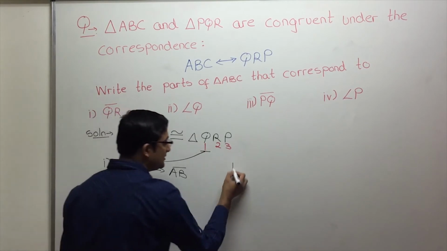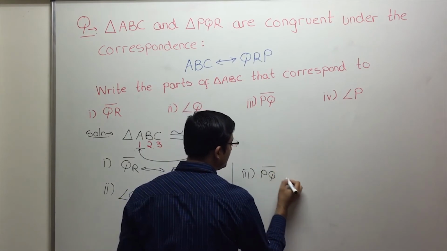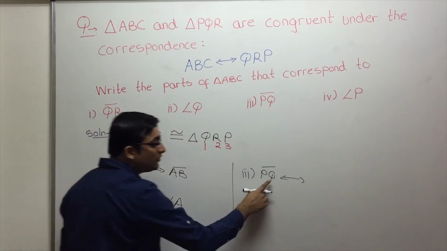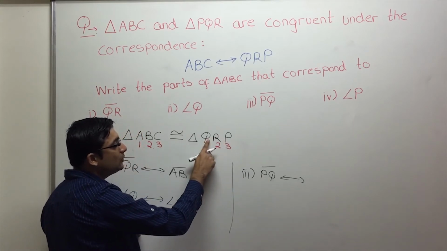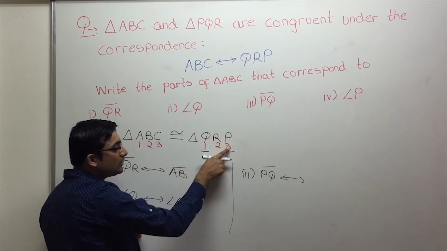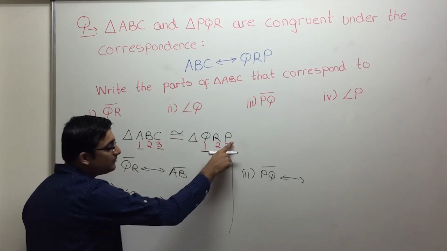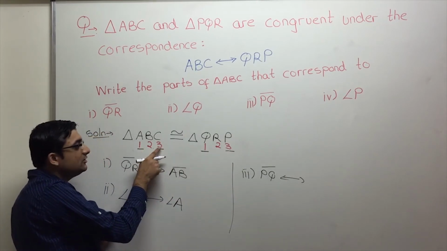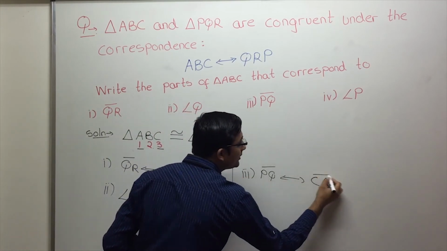As simple as that. Similarly, third part, side PQ. We want to find the side corresponding to PQ. So look for PQ in your congruence statement. PQ is Q and P, that is the third and first letter. So the third and first letter will correspond to the third and first letter over here. What is the third letter? C. What is the first letter? A. So PQ corresponds to CA.